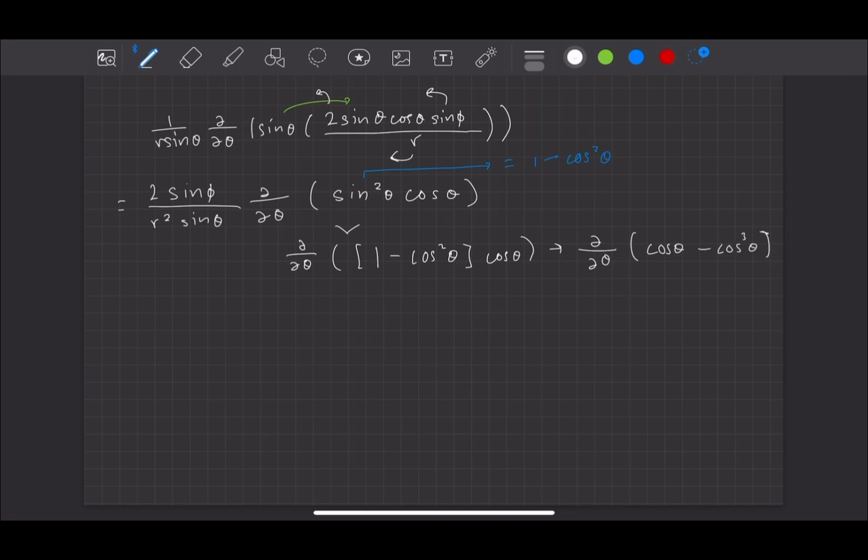So we see that here. We distributed the cosine theta, and now we're just going to take the derivative. The derivative of cosine is just negative sine theta. And then when we're taking the derivative of cosine cubed theta, we just use the chain rule, as you can see here.